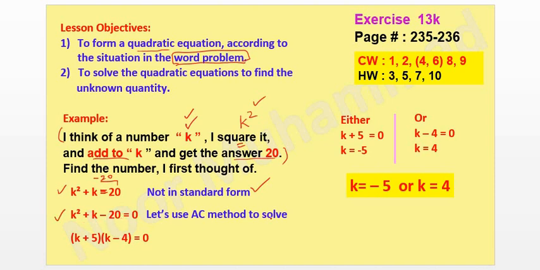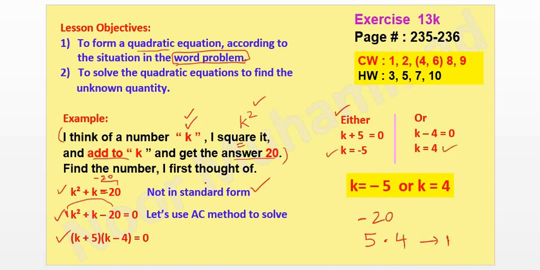And now we can use the AC method to solve this quadratic equation. As you can see here, we have 1. We multiply 1 with the negative 20. So the pair that I need is 5 times 4, right? Because 5 times 4, the product is 20, and if I subtract them, I'm getting 1. So this is how the quadratic equation is factorized. Then again you will say either k plus 5 is 0 or k minus 4 is 0. So the answer will become k equals negative 5, k equals 4.